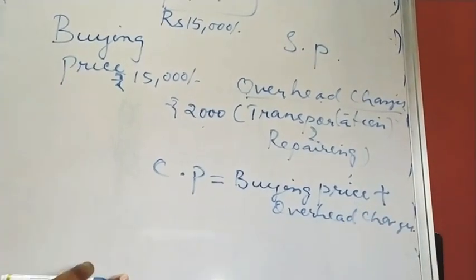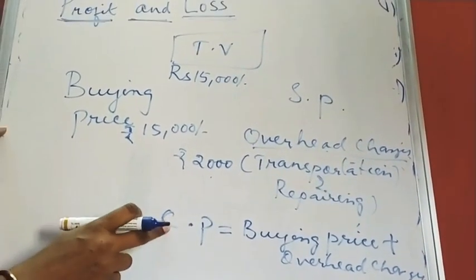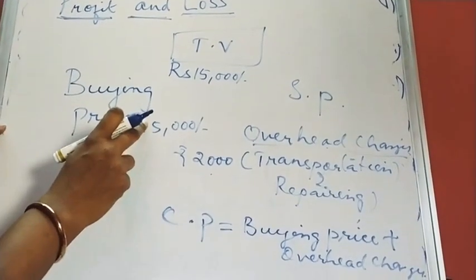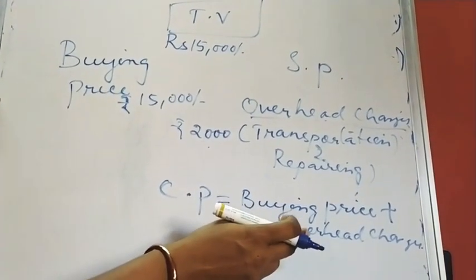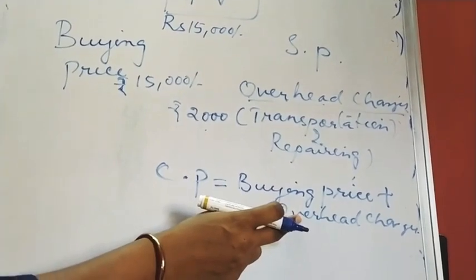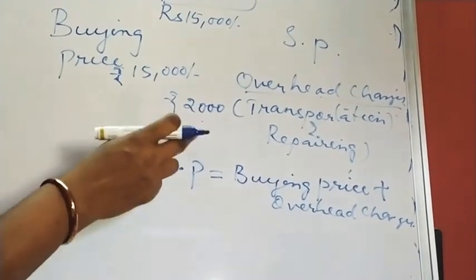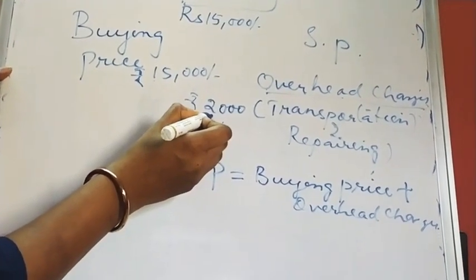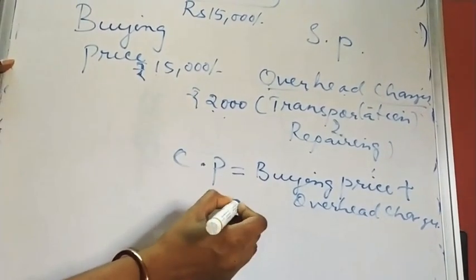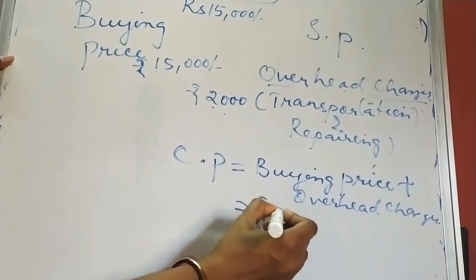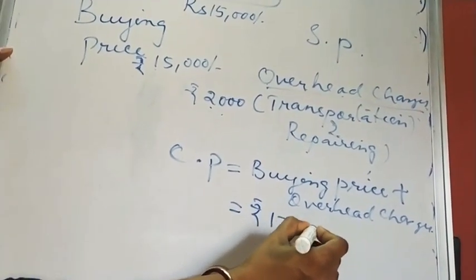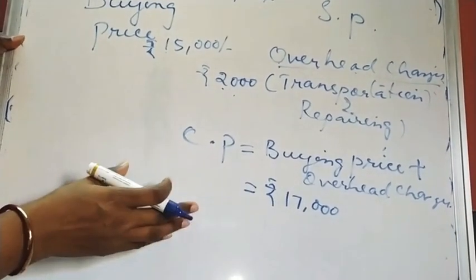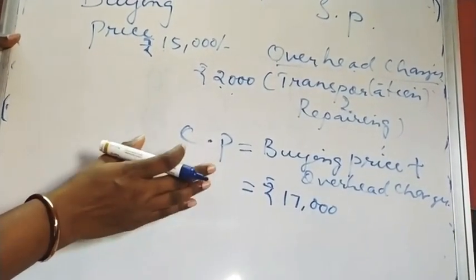I hope you understood. Therefore, the total cost price is the sum of the buying price, the price at which he has bought, and the spending charges or the overhead charges that he has spent on the article. So when we have 15,000 plus 2,000, we get 17,000. So the total cost price would be what? Rupees 17,000. So no person would like to sell an article at a rate lesser than the cost price.